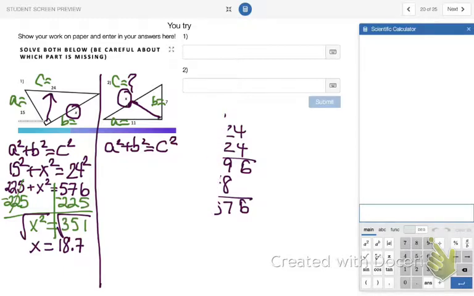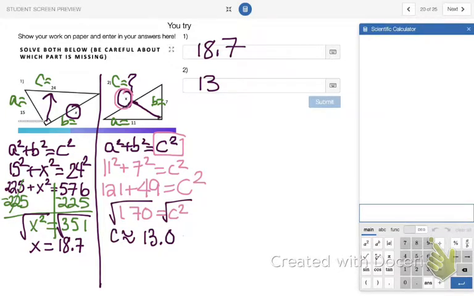Alright, now that we've done that first example, I want you guys to go ahead and do number 2. Now I do want to point out again, if you forgot, that for number 2 we are missing the hypotenuse here. So we're actually trying to find C. So pause the video, do it, and then check your answers back with me.